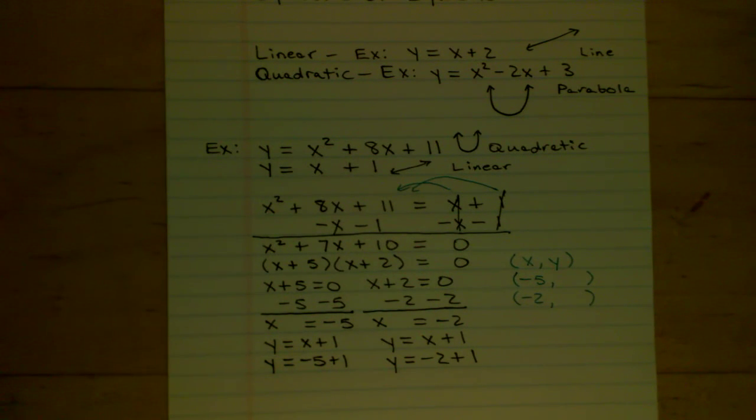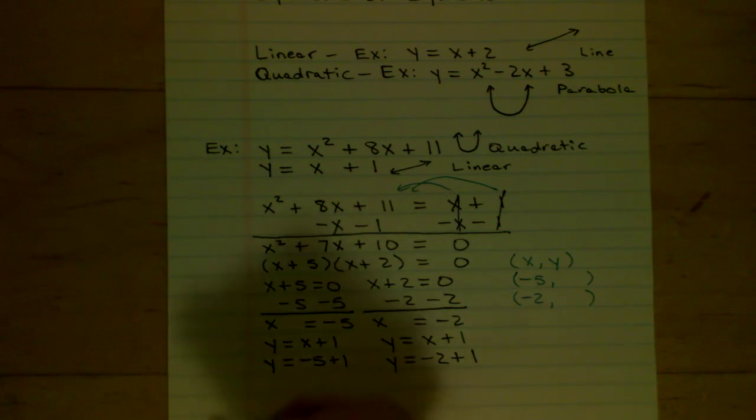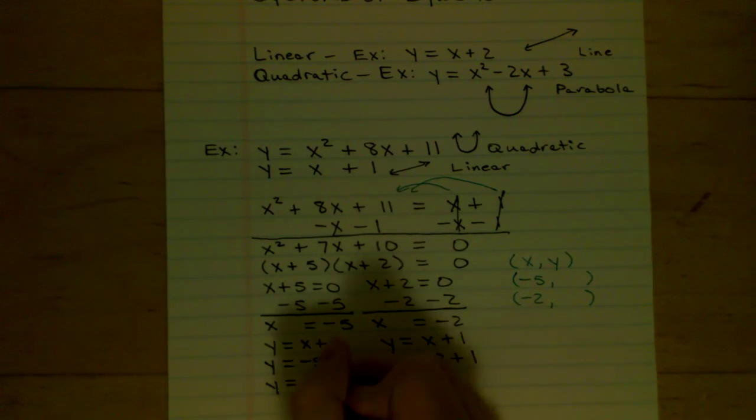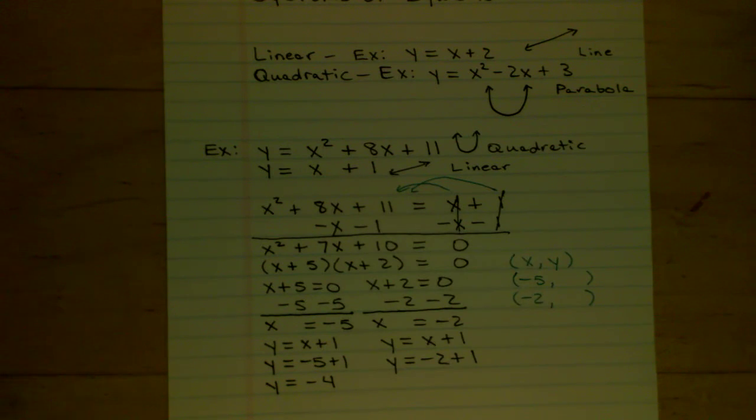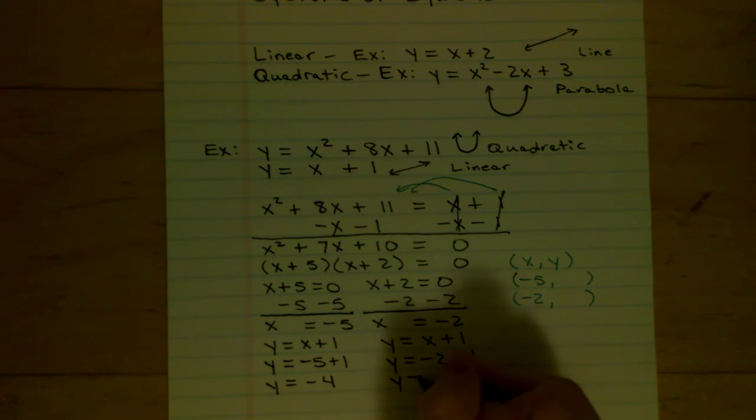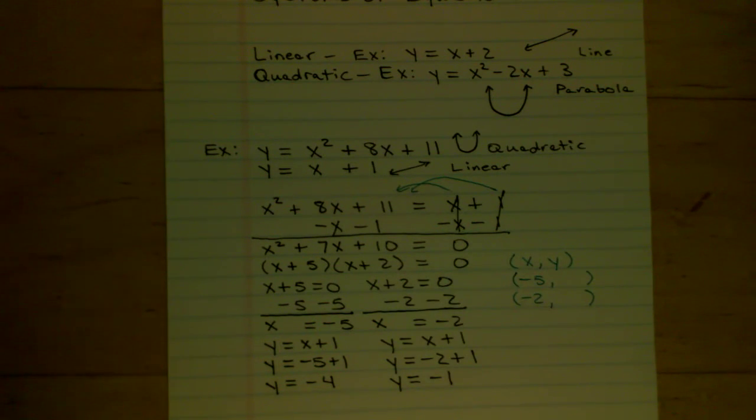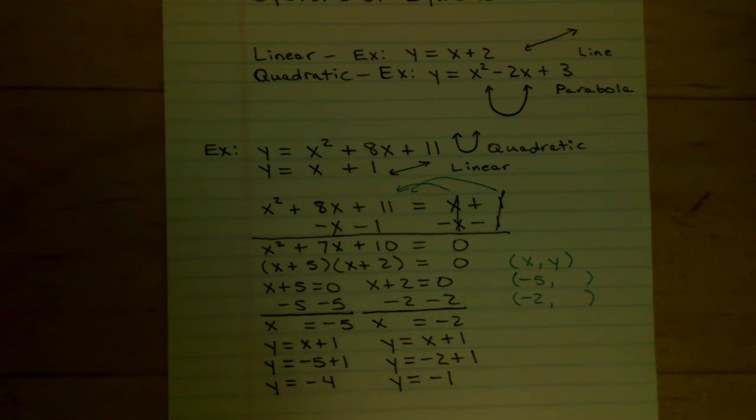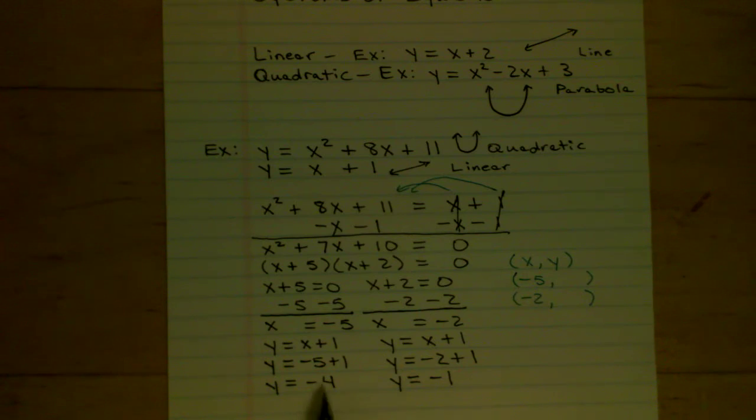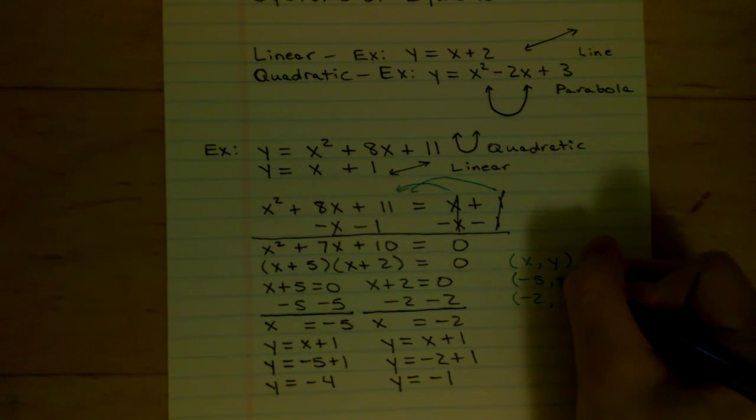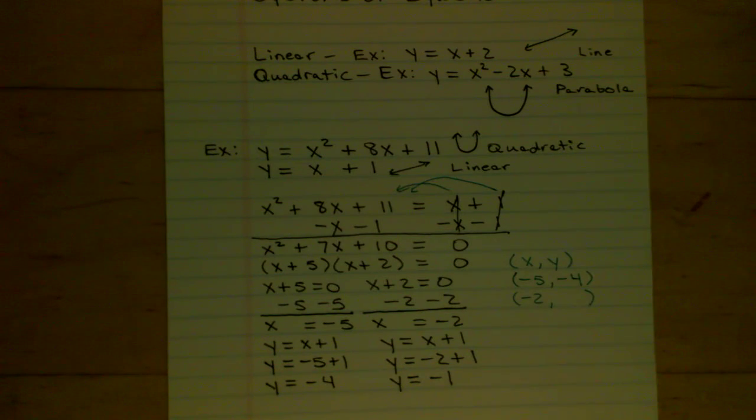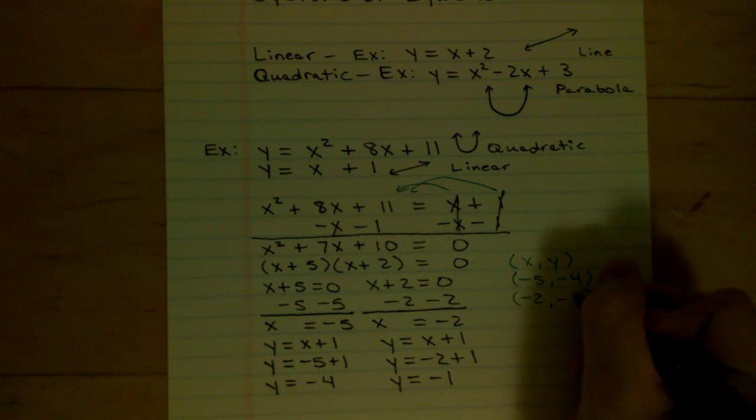Okay, so I've got y equals negative 5 plus 1. That's going to give me negative 4. And over here, I have y equals negative 2 plus 1. That's going to give me negative 1. So now I know what my y values are. Now for the negative 5, remember we plugged in the negative 5. What did we get? We got negative 4 right here. So I'm going to put that next to the negative 5. Now right here, remember when I plugged in the negative 2, what's my y value? Negative 1. So I'm going to put that with the negative 2.